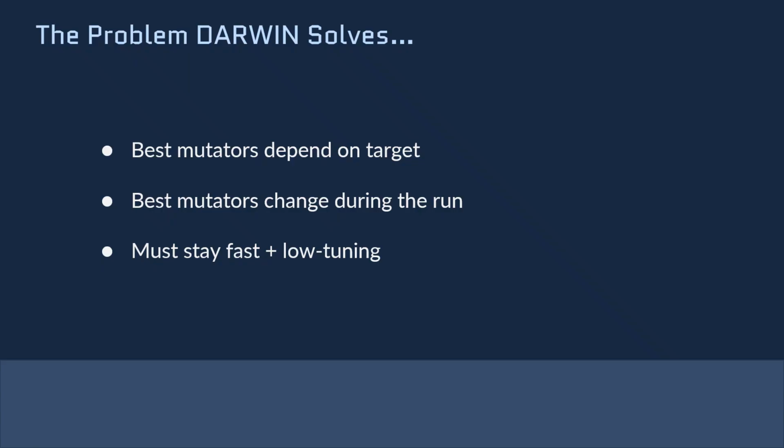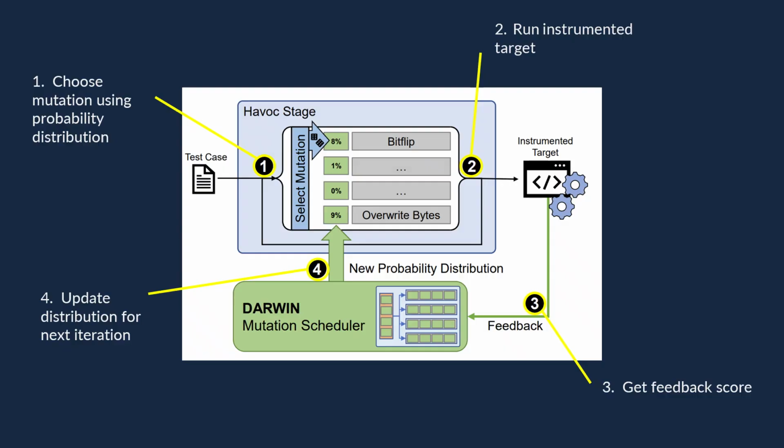And if the fuzzing process requires a ton of hand-tuned parameters, then it just doesn't make sense and won't be efficient at all. So the whole goal of Darwin is basically to adaptively learn which mutators to use online, with minimal tuning and without killing throughput. So we can go back and take a deeper look into each one of this process's steps.